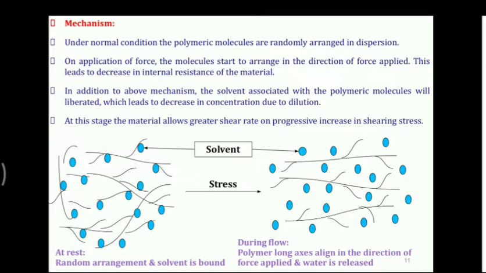And what are the characteristics of this? During the flow, the polymer long axes align in the direction of the force applied and water is released.